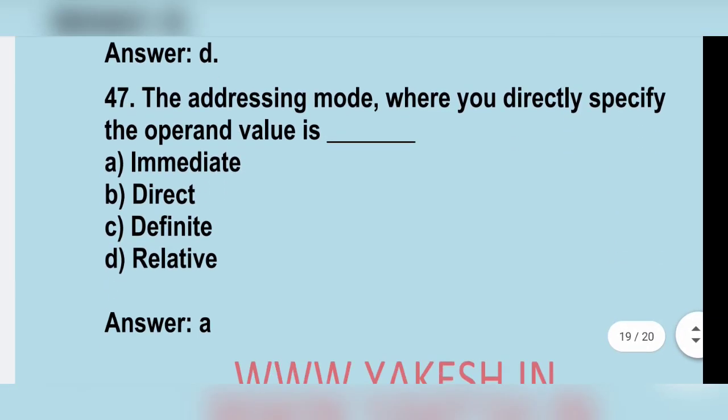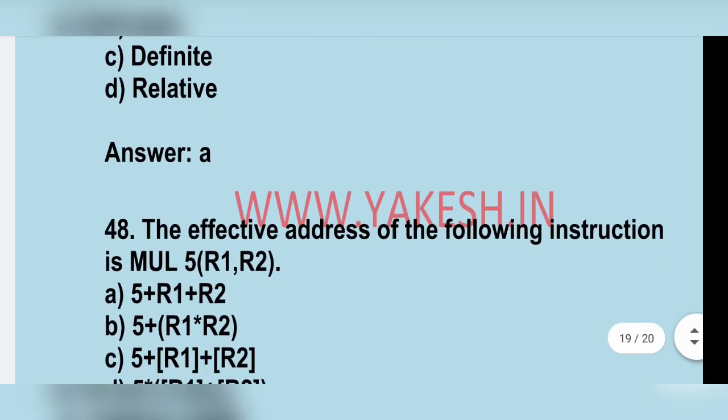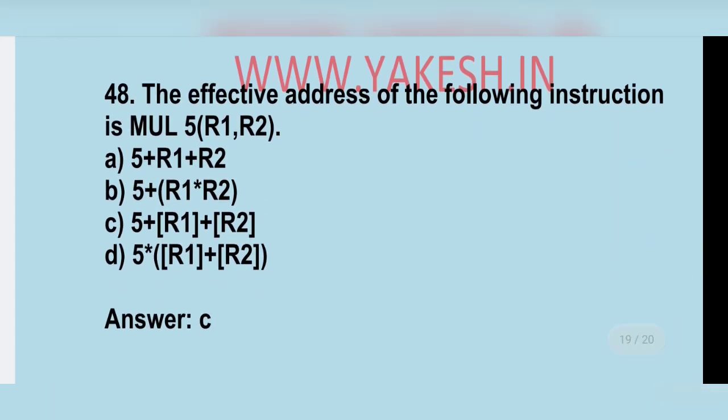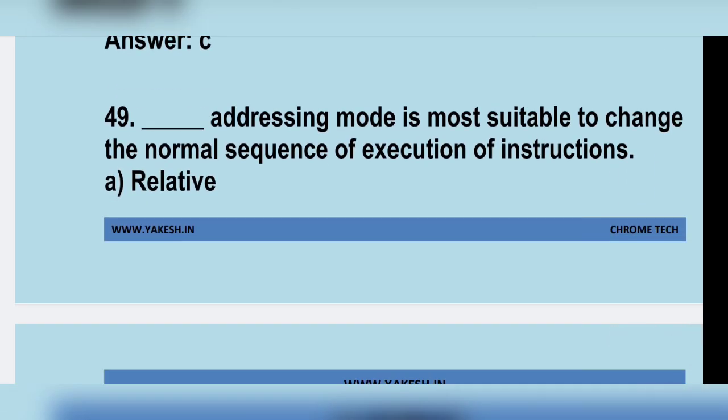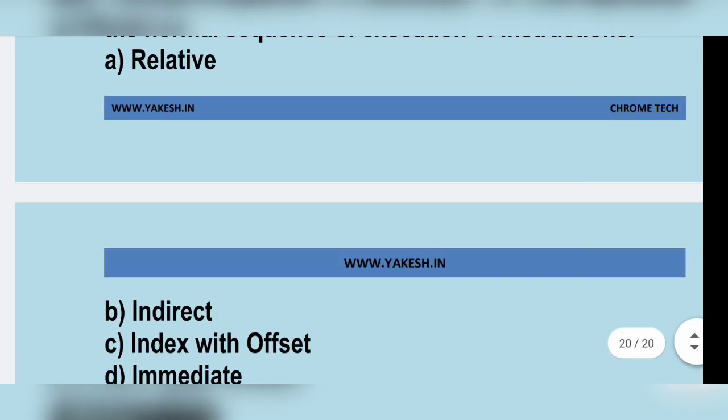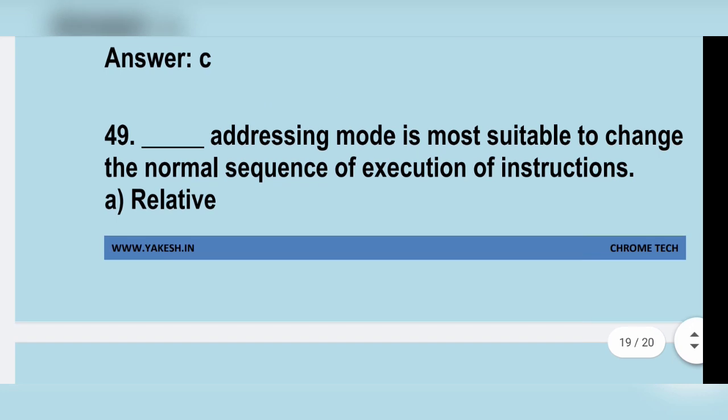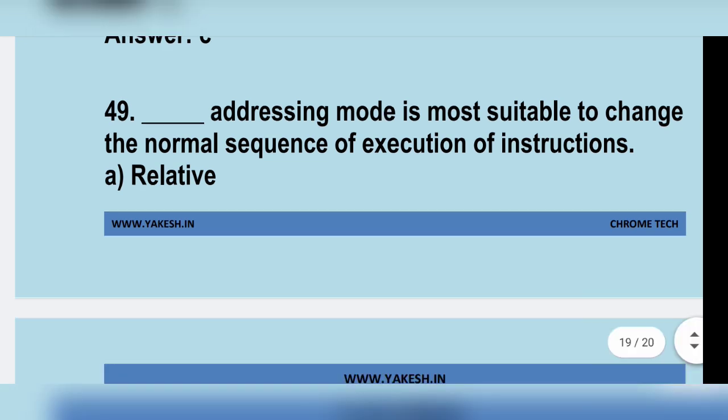The addressing mode where you directly specify the operand value is option A, immediate. The effective address of the following instruction is option C, 5 plus R1 plus R2. Which addressing mode is most suitable to change the normal sequence of execution of instructions? Option A, relative addressing mode.